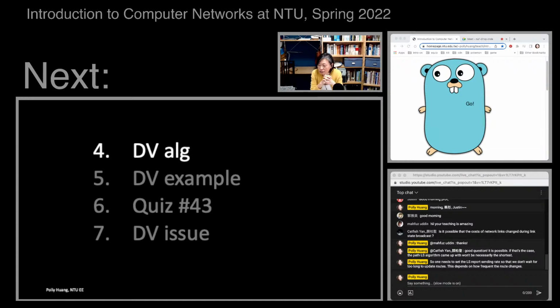And Catfish asked a question: is it possible that the cost of network links changed during the link state report broadcast? It is possible. Yeah. If that's the case, then the Dijkstra algorithm computes based on what the link state report reports. Therefore, the routes we came up with might not necessarily be the shortest. And so you can imagine how one sets the link state report refresh rate.